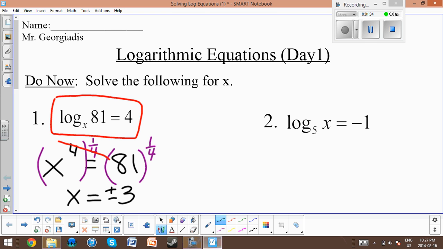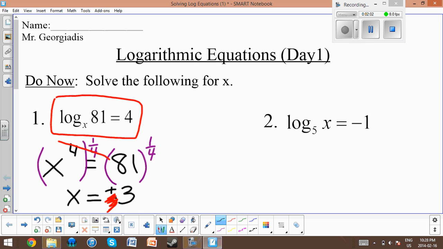therefore we should have two answers, positive 3 or negative 3. And by a simple substitution into the original equation, we can verify that that would work for a positive and a negative 3. However, the base of a log can never be negative, so we would have to eliminate the negative, which will leave us only with one solution, x equals positive 3.